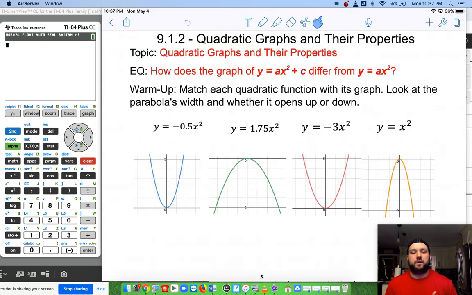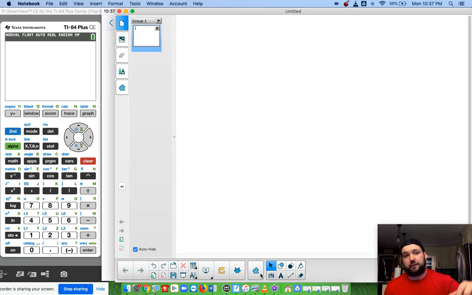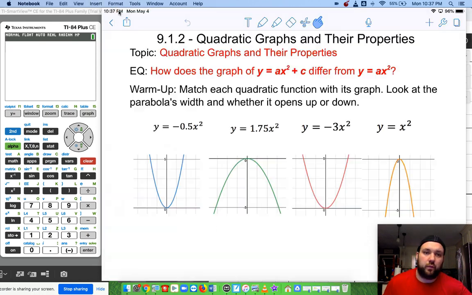All right. So in the second part of section 9.1, today's video, we're going to talk about quadratic graphs and parabolas again, but we're going to take a look at what happens to the shape of the graph as you change what's called the C value. In the first video, we looked at what happens if you change the A value, which is the number in front of x squared. Now we're going to see what happens if you change the C value.